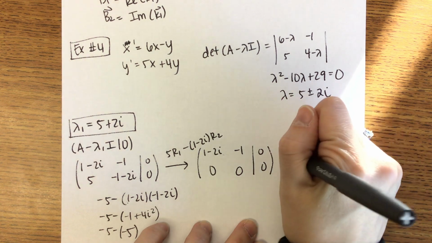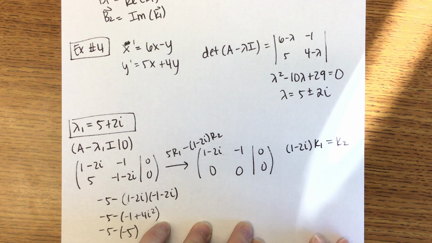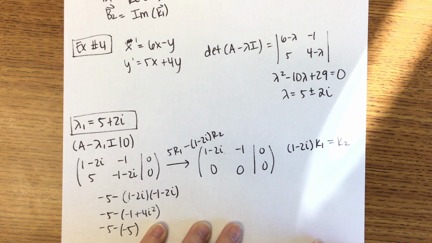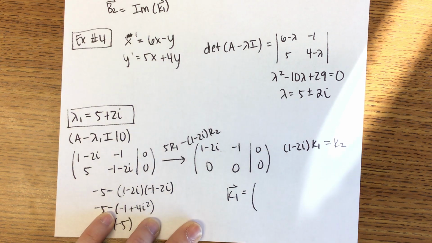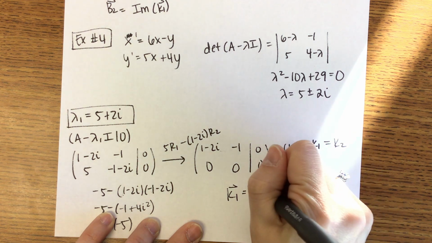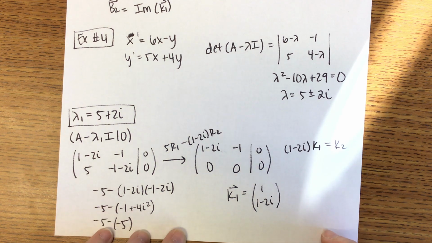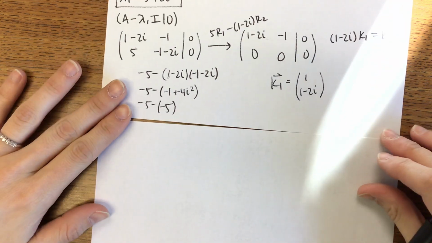So this top row then tells us that 1 minus 2i times k1 is equal to k2. Right? Because it was minus k2 and I just moved it over. Okay. So our first eigenvector then, if I put a 1 in for k1, my k2 will be 1 minus 2i. Okay. Ready to see where this goes? We're almost done. Almost done.